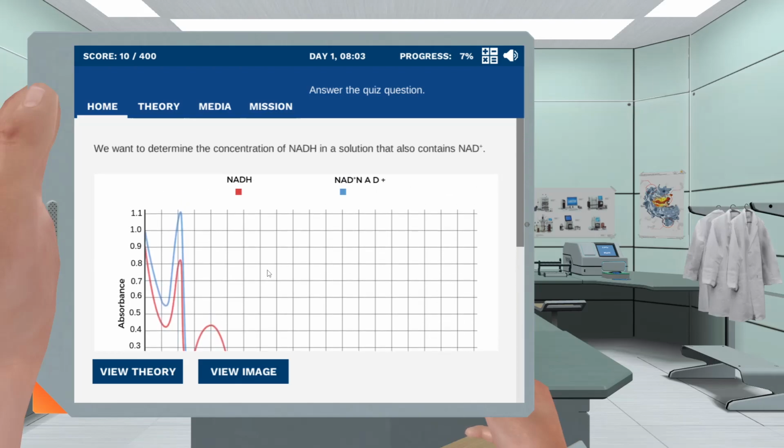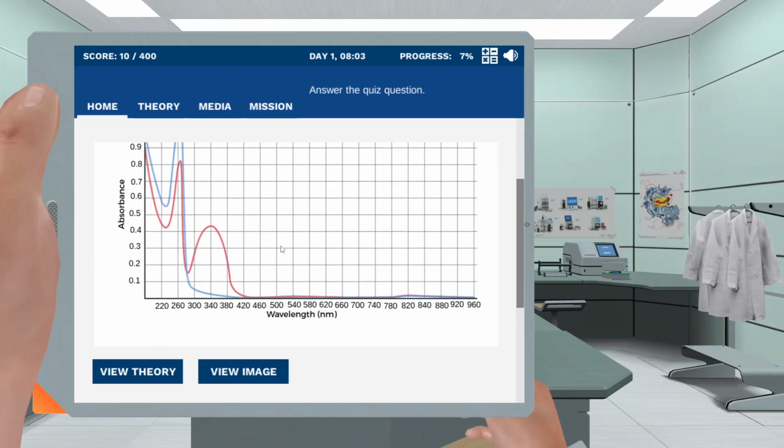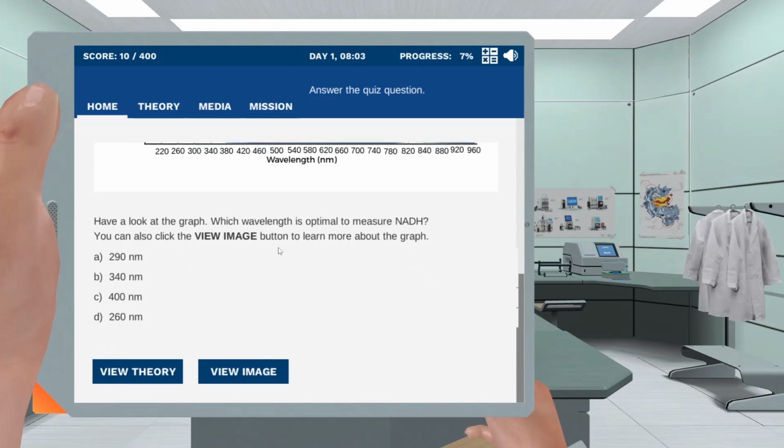Which wavelength is optimal to measure NADH? You can also click the View Image button to learn more about the graph.